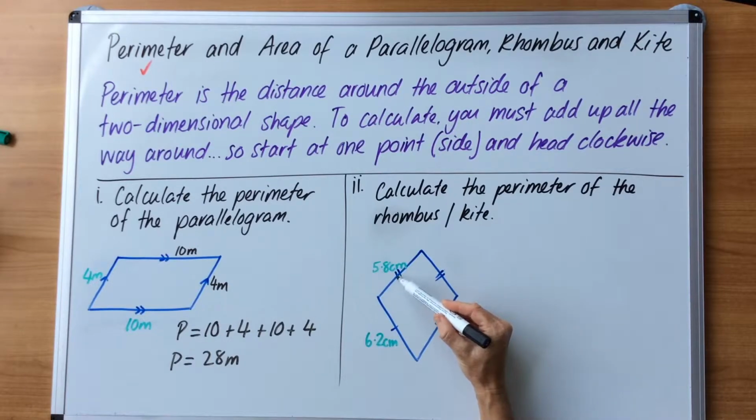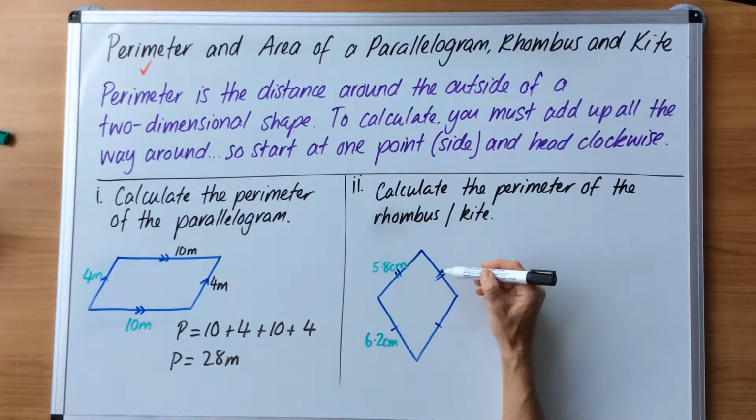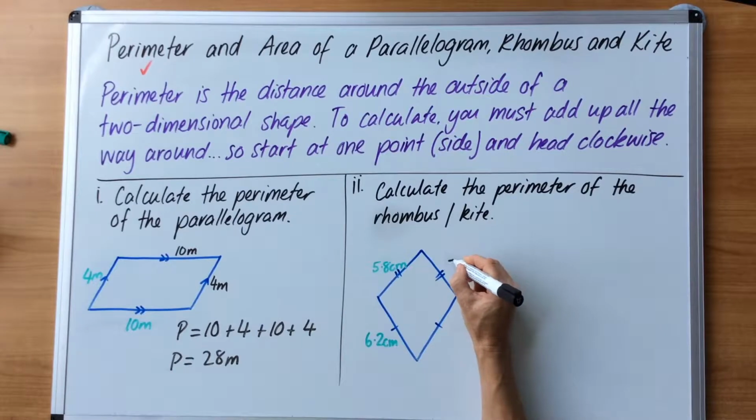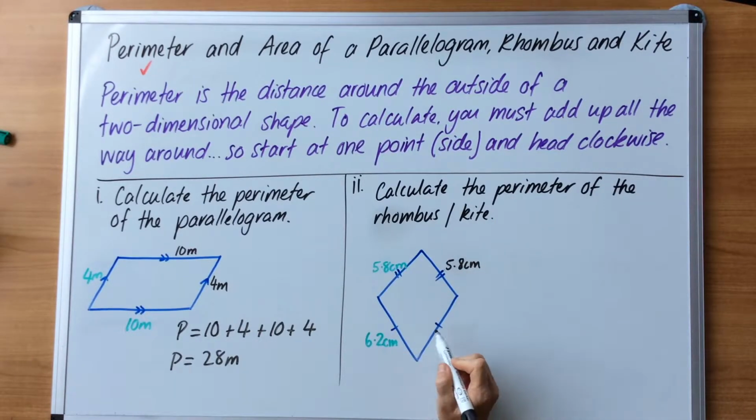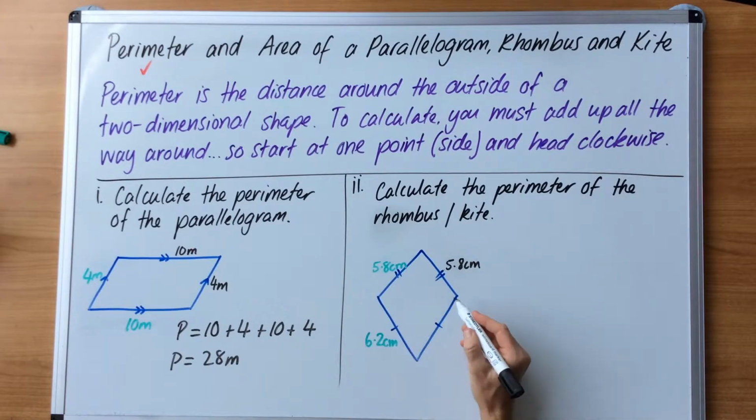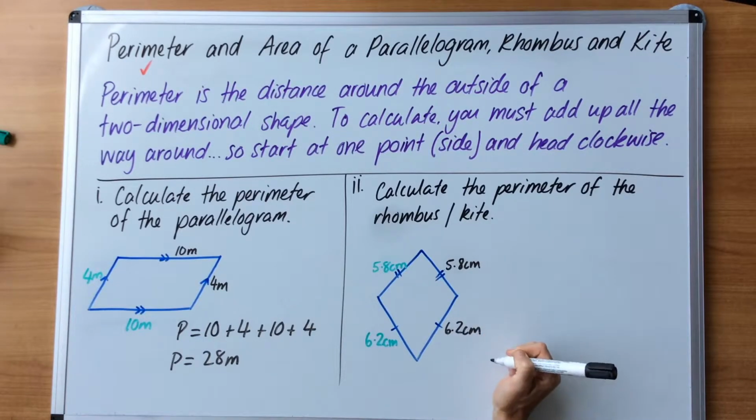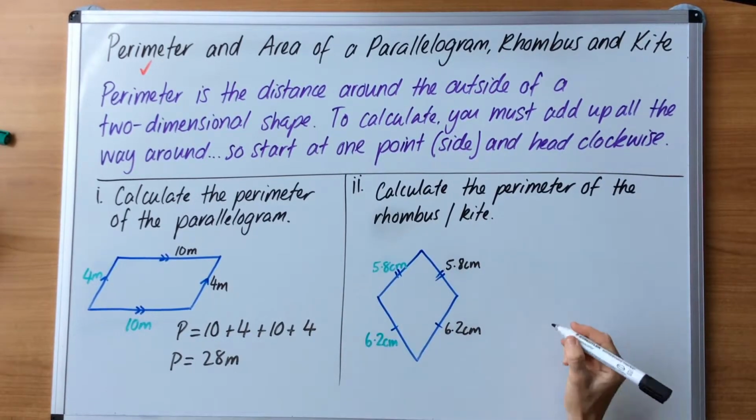I know that this 2-stripe length here is equal to this 2-stripe length here, so I fill in 5.8 centimeters. And exactly the same thing happens down here. The length of this with one stripe is exactly identical to this with one stripe, so I put 6.2 centimeters. Now I have all measurements, and I can now add up all the way clockwise.